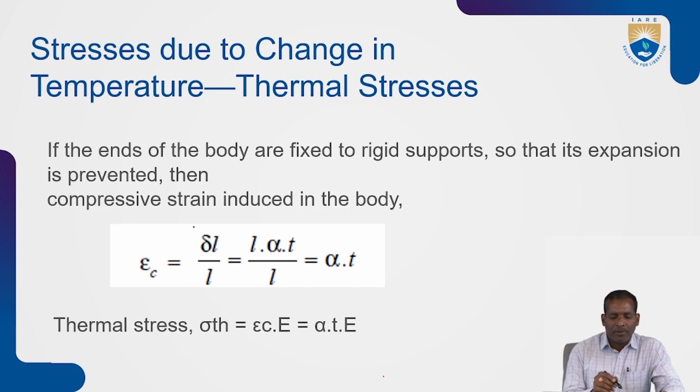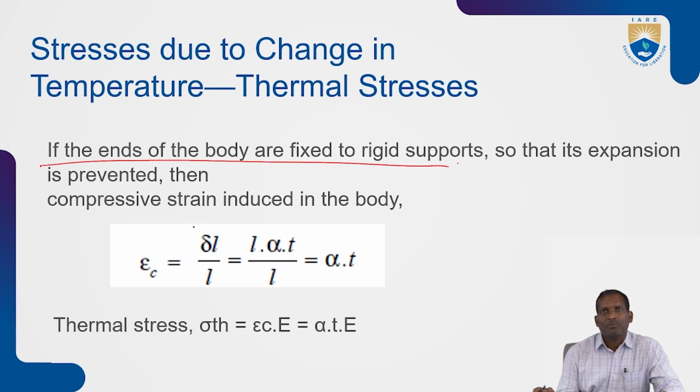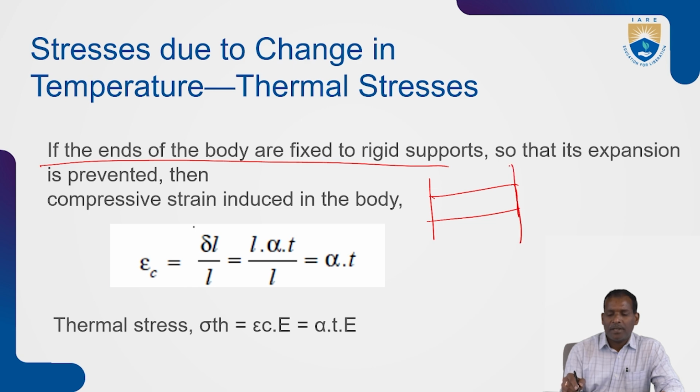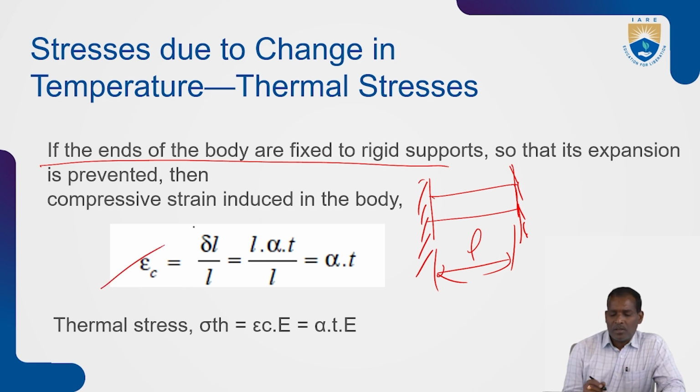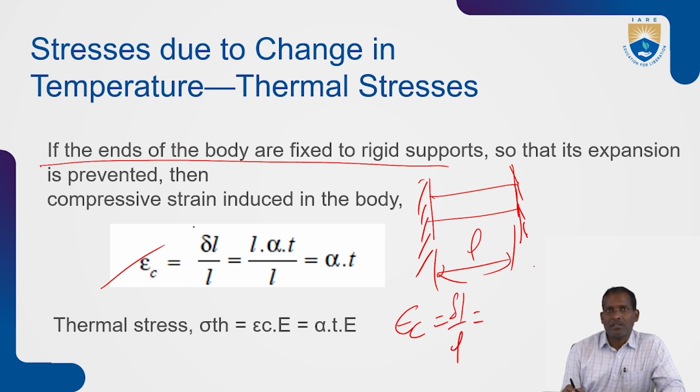If the ends of the body are fixed to rigid supports, suppose like this, both ends are closed and the length is L, so that its expansion is prevented, then compressive strain is induced in the body. How do you calculate the compressive strain? By using this equation. Compressive strain is delta L by L, which is, in place of delta L, L alpha t by L.